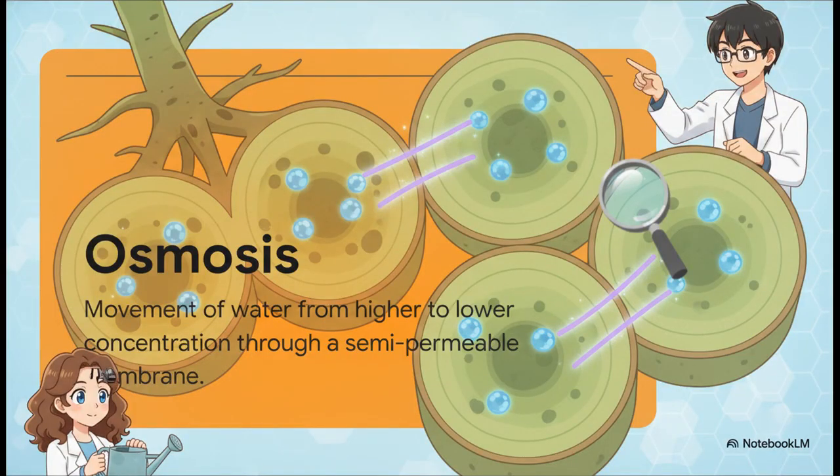Now, osmosis introduces a critical barrier. It's the movement of water molecules from their region of higher concentration to their region of lower concentration, specifically through a semi-permeable membrane. The presence of that membrane, like the plasma membrane of the root hair we just talked about, is the absolute defining differentiator from simple diffusion.